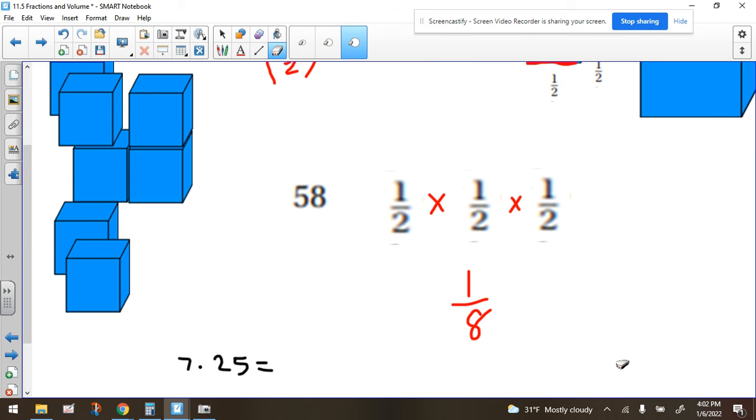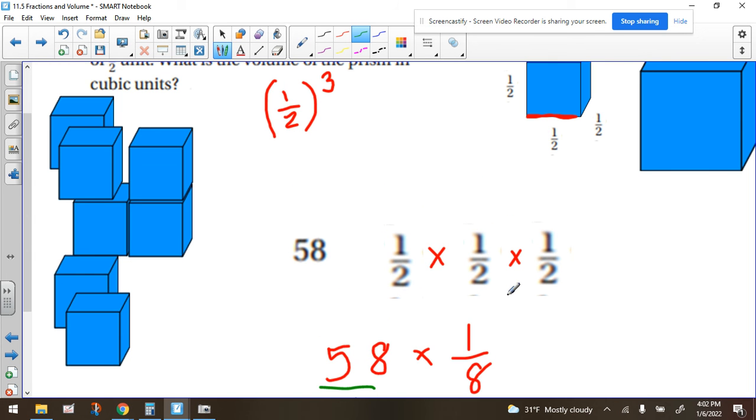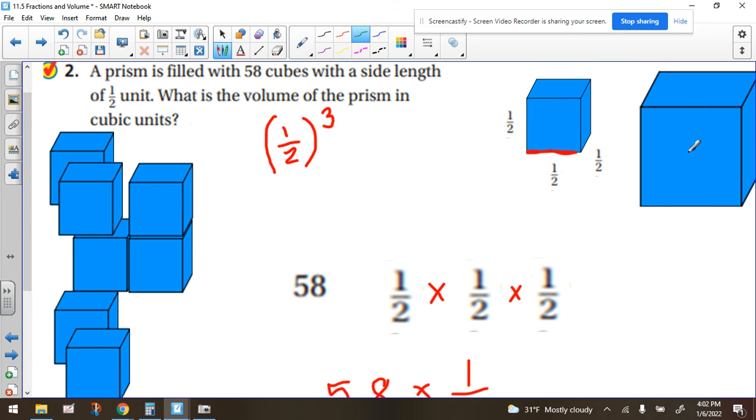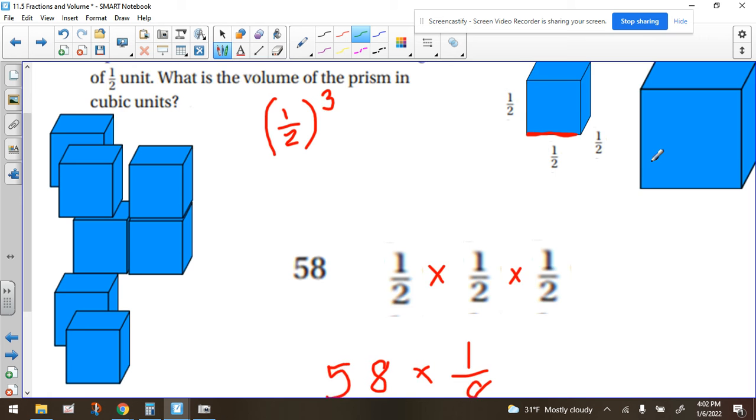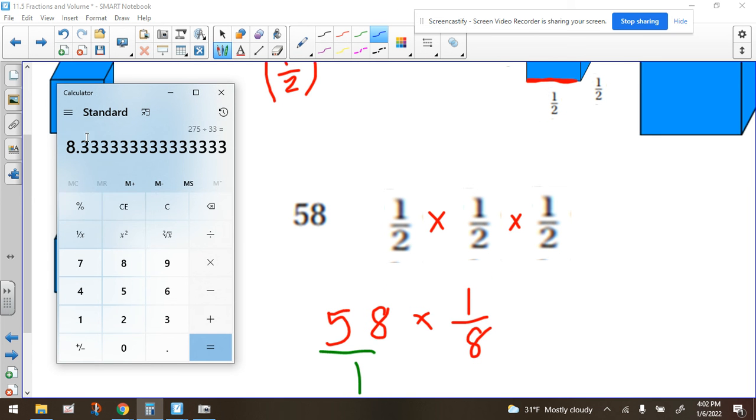So that's equal to 1/8. Now, if we want to know how many cubic units that is, we'd have to multiply that with 58 to get the answer. Because remember, we have 58 of these, and we're trying to figure out how many of these do we have. By the way, you can see that we would need fewer of these to equal 58 of these because they're bigger. So let's finish the math on that. We'll take out our calculator because we might assume that something goes into 58 other than 8.